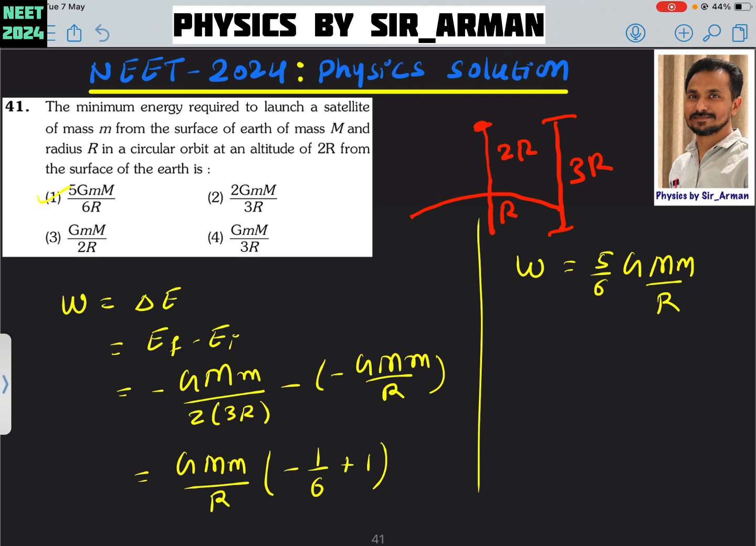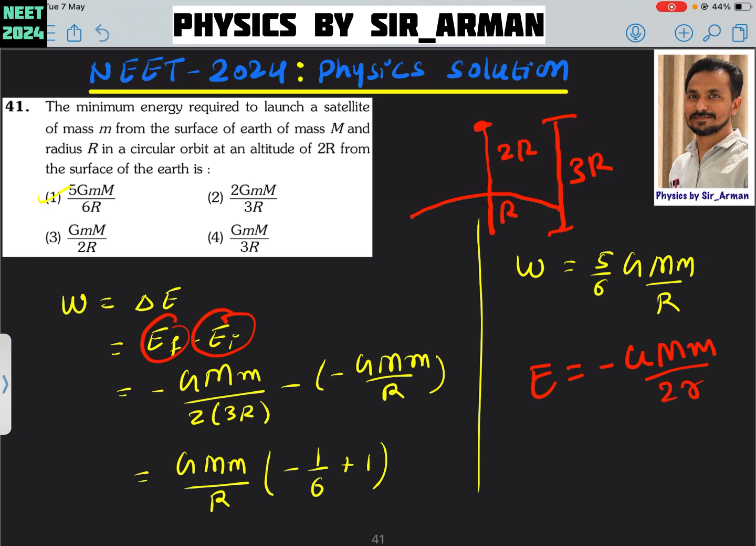So work done is nothing but the change in the energy. When the satellite goes to the higher altitude, what will be its total energy, and when it is on the surface, what is its total energy? The difference gives the work done. That is, work done equals change in kinetic energy plus change in potential energy, right? So E final minus E initial. For the energy of a satellite, we have the equation minus GMm by 2r. This is the equation for the total energy, right?